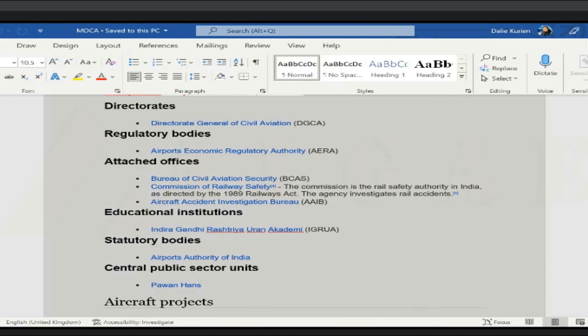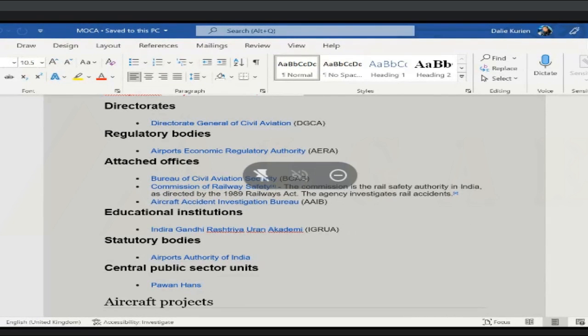So under MOCA, you have directorates, which is the Director General of Civil Aviation, DGCA. Then you have regulatory bodies, which make sure that rules are being implemented. The regulatory body is the Airport Economic Regulatory Authority. Among the attached offices, the subordinate offices, it is BCAS, the Bureau of Civil Aviation Security. Then you have the Commission of Railway Safety, which I already told you. Then you have AAIB, the Aircraft Accident Investigation Bureau. So these are the attached sub offices to MOCA.